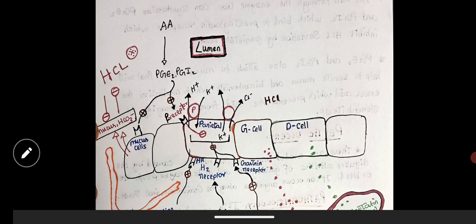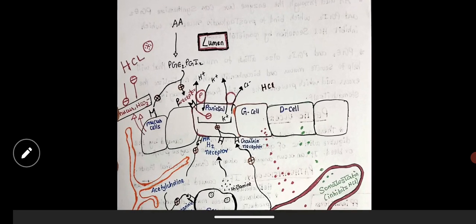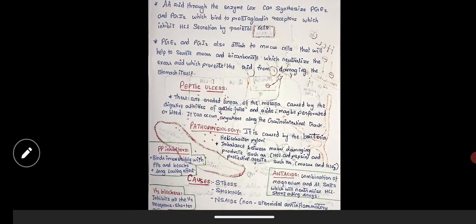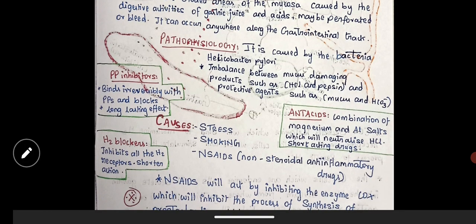So these inflammatory mediators are going to inhibit the process of HCl secretion, right? So anti-inflammatory drugs are going to inhibit the secretion of PGE2. Once PGE2 secretion is inhibited, the HCl secretion, which would not be inhibited, is going to be secreted in excess. So when you give NSAIDs, HCl secretion is going to increase in that case. So these are non-steroidal anti-inflammatory drugs.